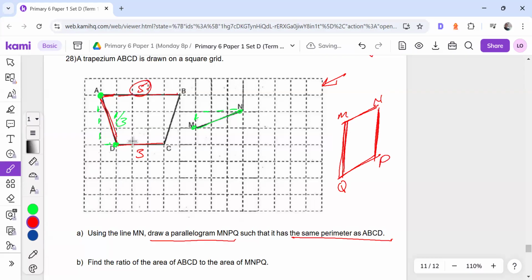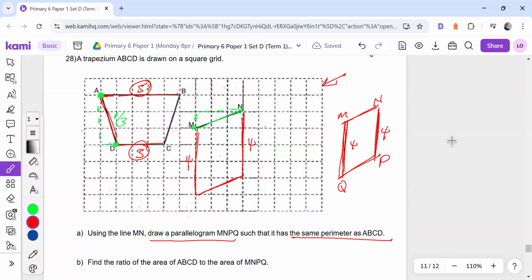So you have 5 plus 3 is 8. Divide by 2: 1, 2, 3, 4. 5 plus 3 is 8, 8 divided by 2, so draw 4 squares. Can you see that? So you have 4 and 4, 8, right? And then the last line, no need, just connect already. And that is your parallelogram.